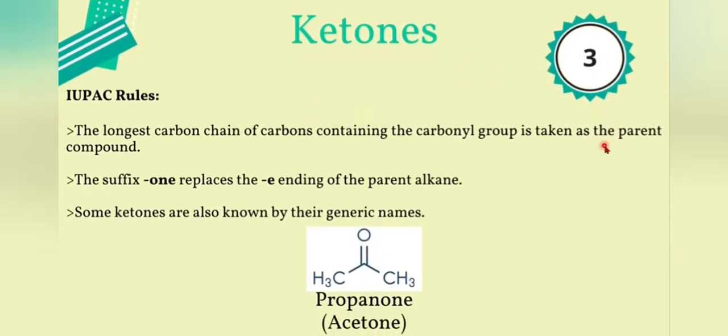So the IUPAC rules for ketones: the longest chain of carbons containing the carbonyl group is taken as the parent compound. The suffix ONE replaces the E ending of the parent alkane. And some ketones are also known by their generic names. So for this one, this is called propanone. So 1, 2, 3, 3 carbons present, and the E was replaced by ONE because there is the presence of a ketone. And for its common name, it is called acetone.